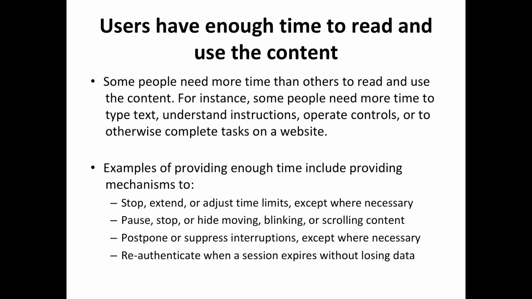Users have enough time to read and use the content. Some people need more time than others to read and use the content. For instance, some people need more time to type text, understand instructions, operate controls, or to otherwise complete tasks on a website. Examples of providing enough time include providing mechanisms to stop, extend, or adjust time limits, except where necessary, pause, stop, or hide moving, blinking, or scrolling content, postpone or suppress interruptions, except where necessary, and re-authenticate when a session expires without losing data.